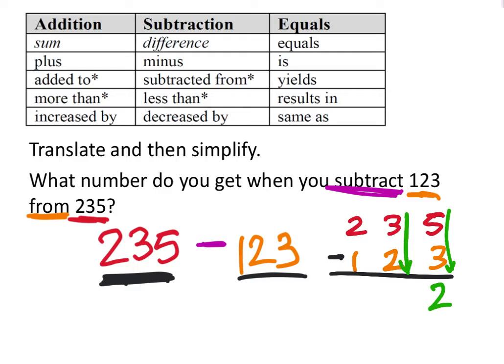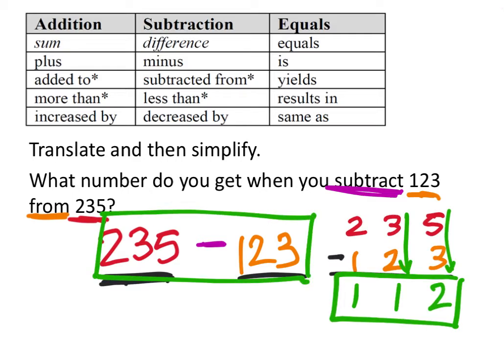Now the tens place value, right? 3 minus 2, so 3 fingers up, 2 fingers down. It's 1 finger up. And now the hundreds place value, I've got 2 fingers up, take away 1 finger, boom, I got 1 finger there. So the actual difference, the simplified answer here, is 112. Whereas the translation is 235 minus 123.